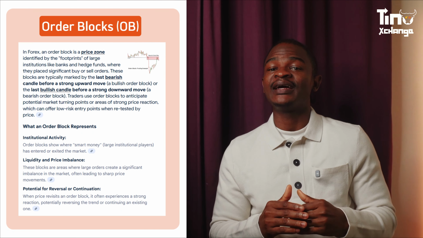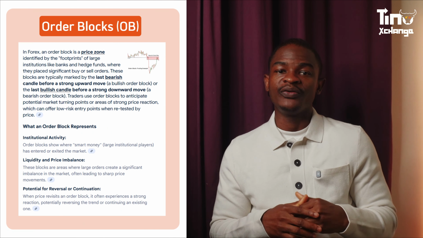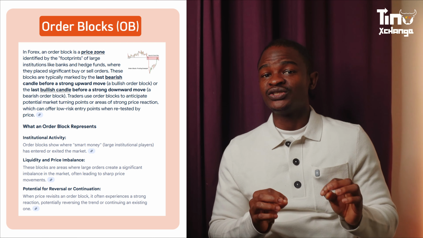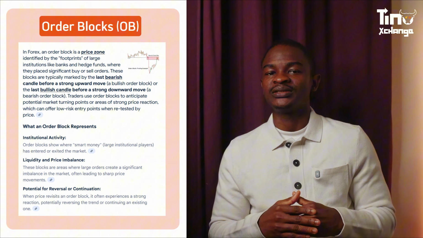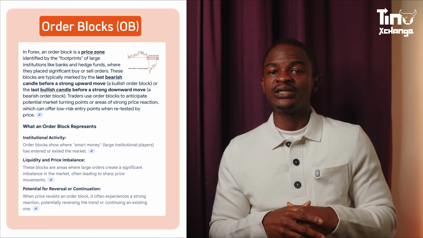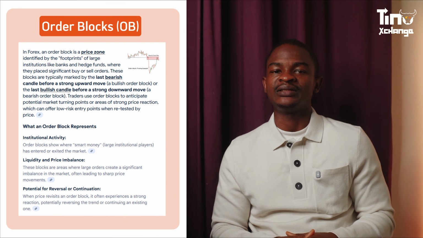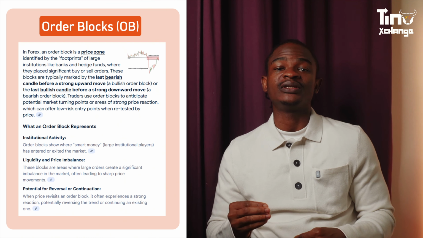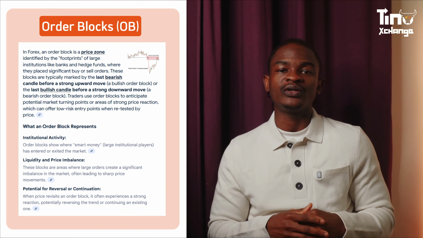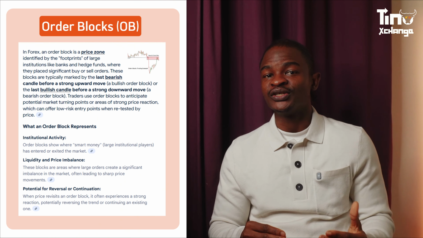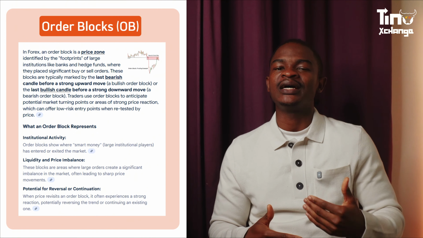Order blocks are the final bearish or bullish candle before a significant move. They are where institutional players place large orders. When price returns to this level, it often shows sensitivity because big money has left a footprint there. A bullish OB forms before a strong upward move. If price returns to this area and holds, it could signal a continuation.